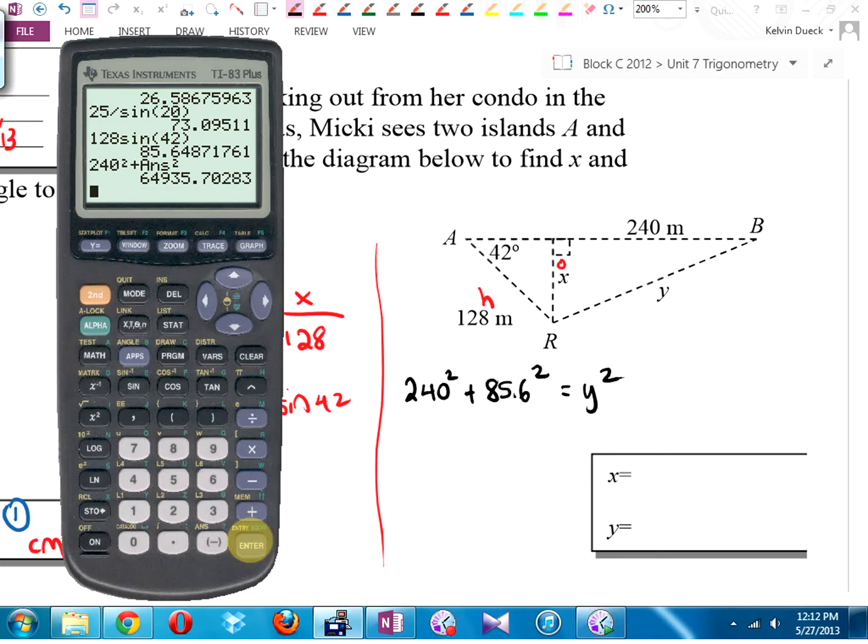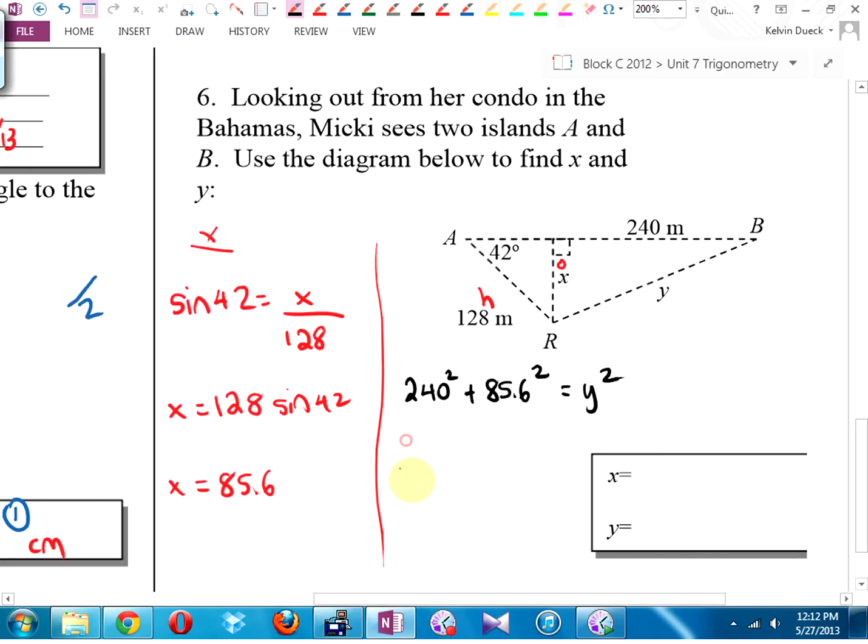Oh, how do I get the Y by itself? I found Y squared. How do I get rid of a squared? Square root. 254.8. I'll take anything from about 254.5 to 252.1, depending on how you round it off, but you're going to be really close to that.